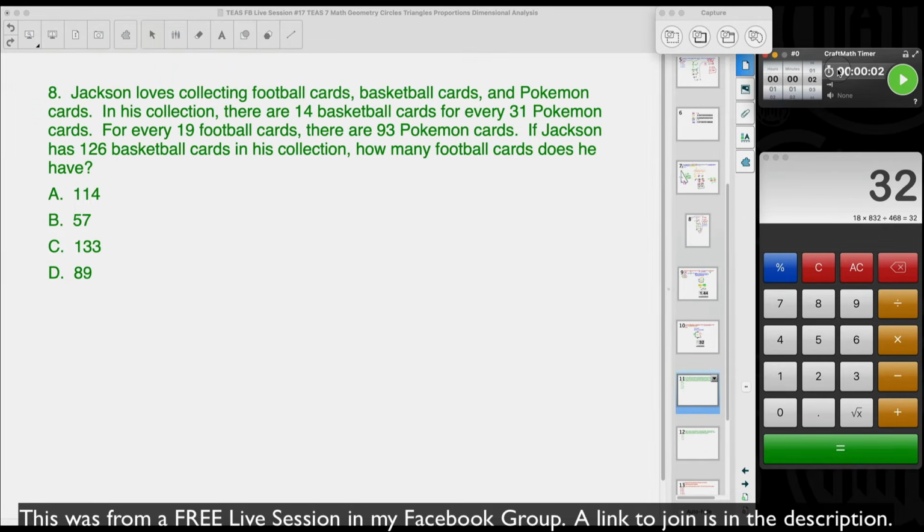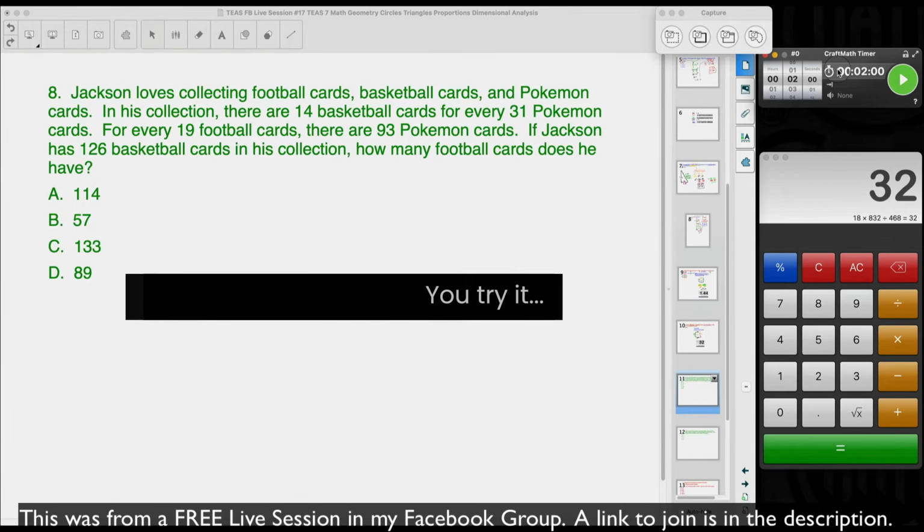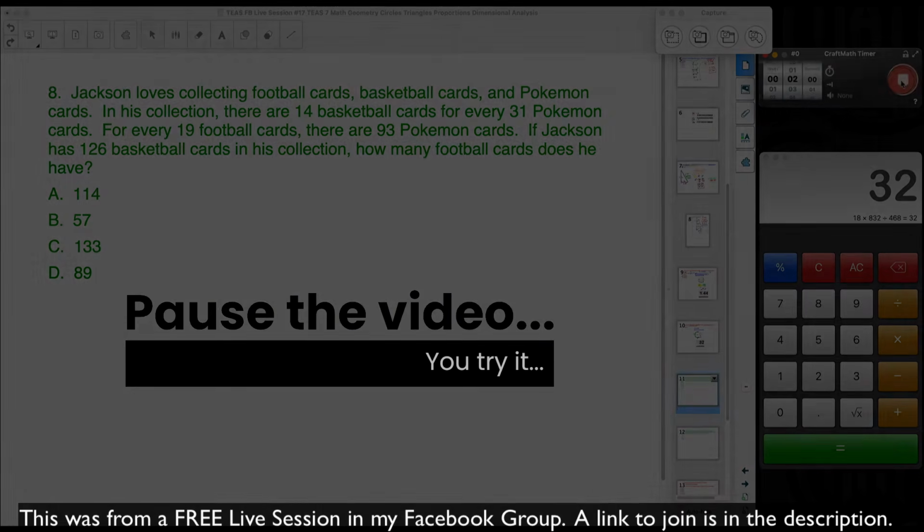I'm going to put 2 minutes on this. I'm going to get a drink refill, plus this one's a whole paragraph. So try that out. I'll be right back.